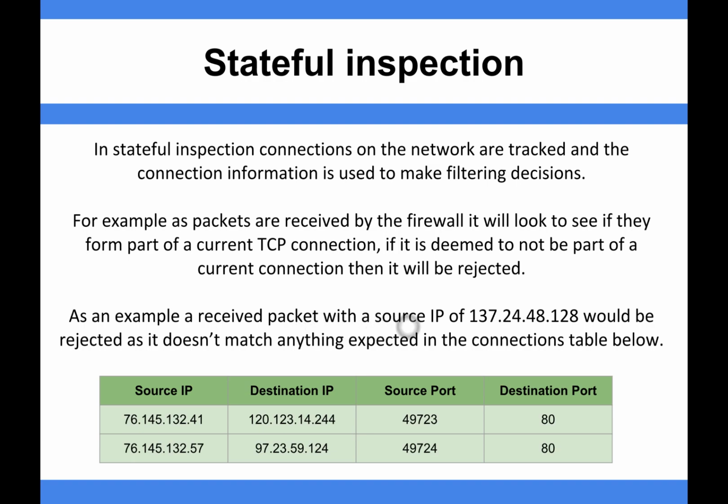You could say, here's one that wouldn't. If you received a packet with a source IP of 137.24.48.128, you could reject that because it doesn't match anything that you would expect based on the connections that have recently left the computers within your network. So that's known as stateful inspection.